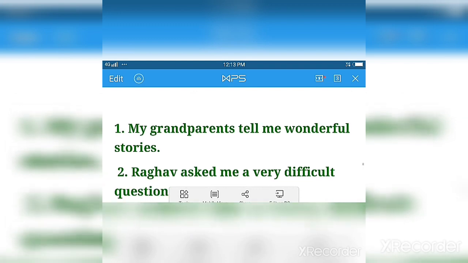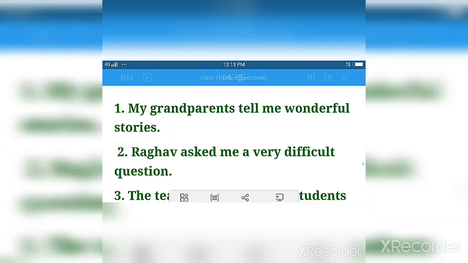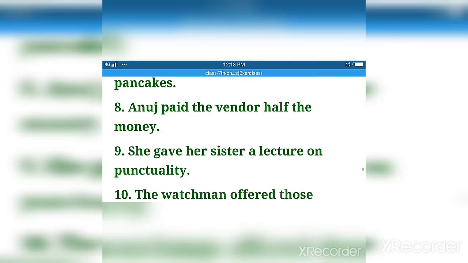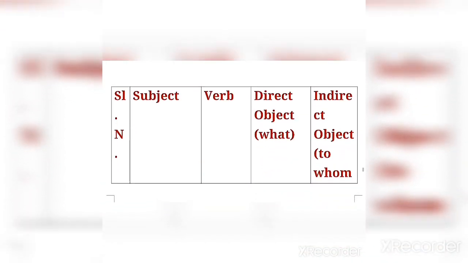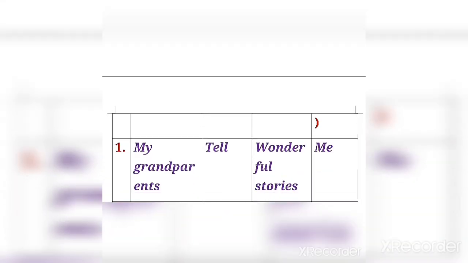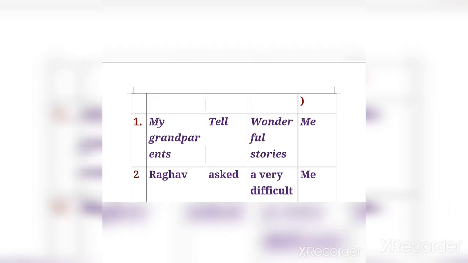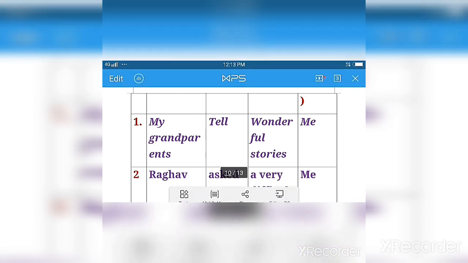So here the first says, my grandparents tell me a wonderful story. If you are going to identify each of the sentences, you have to make some columns like that, as it is already given in your book. You can see. And then after, the subject becomes my grandparents, verb is tell, wonderful story is the direct object, and indirect object is me. Clear?